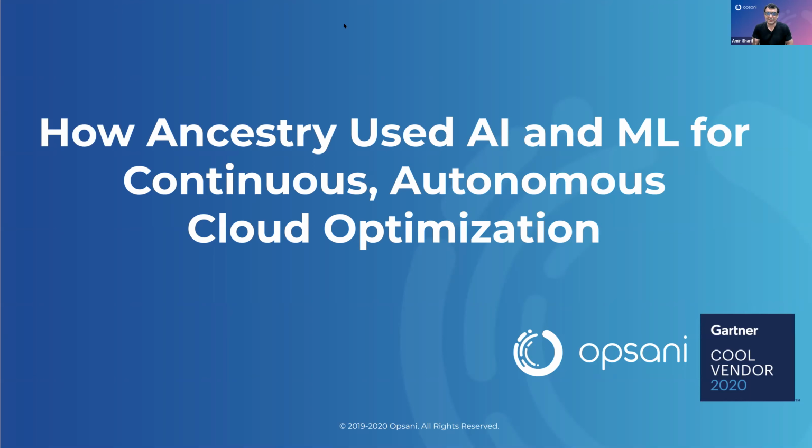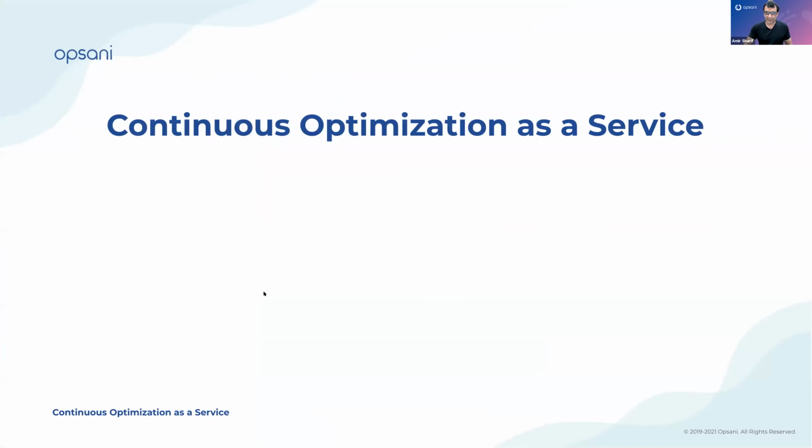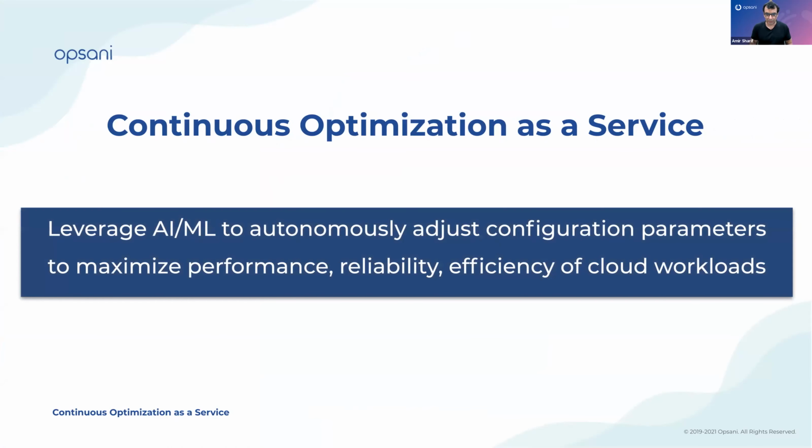And as Dave mentioned, it's basically how did Ancestry use AI and ML for continuous autonomous cloud optimization, and why does that matter? That will become pretty obvious a little bit into the presentation. So going forward, first talk about what is continuous optimization as a service. This is something that we do at Opsani.